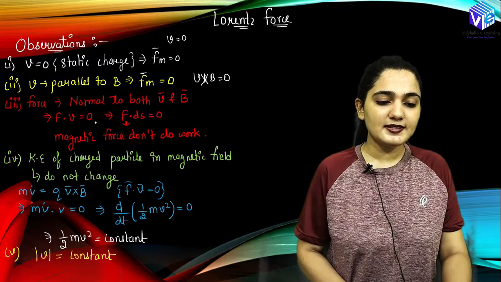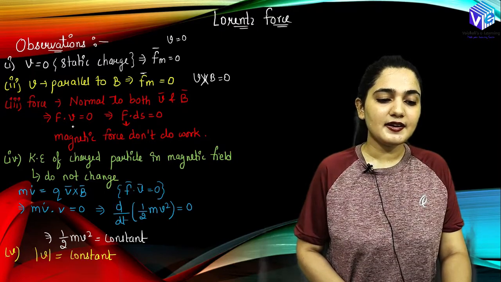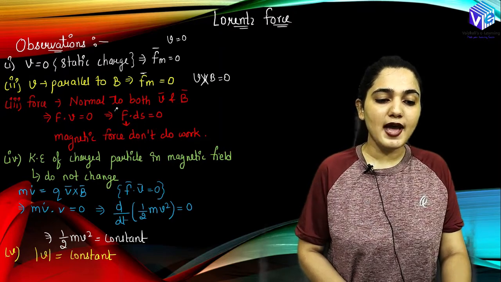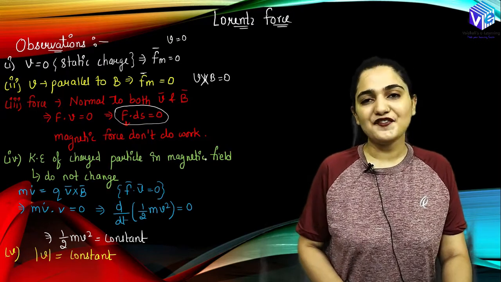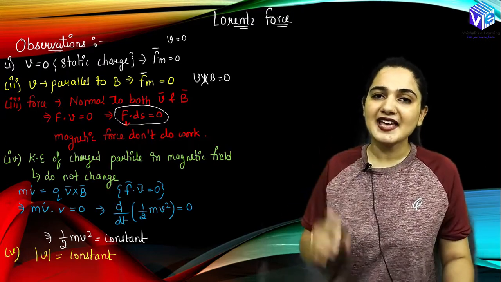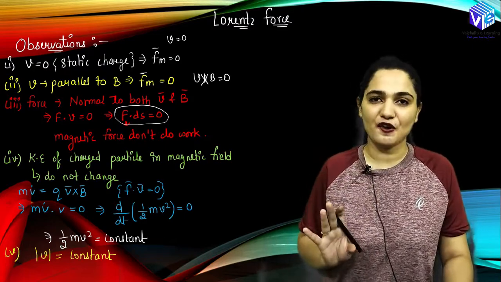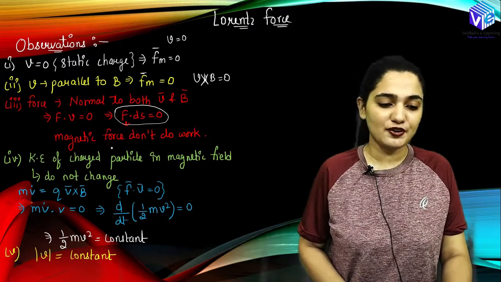Which means how can I represent V? V can be represented as ds upon dt, so F dot ds will be 0. Now F dot ds is 0, which means the work done by the force is 0. So always and always the magnetostatic force is not going to do any kind of work. This is a very important observation which you should understand.